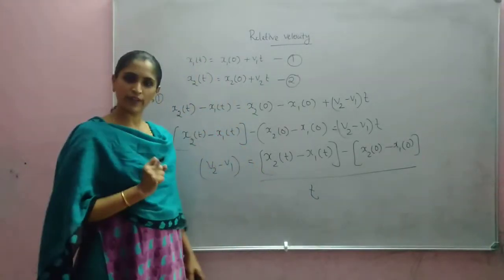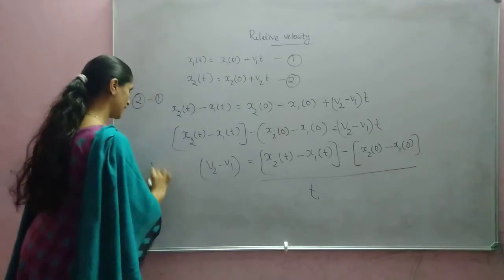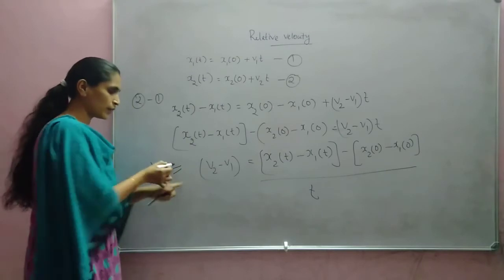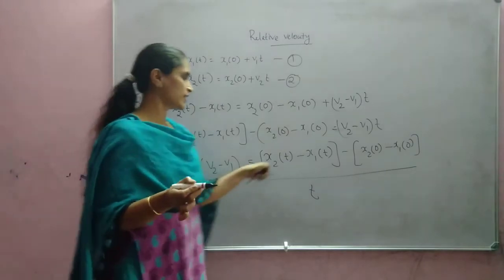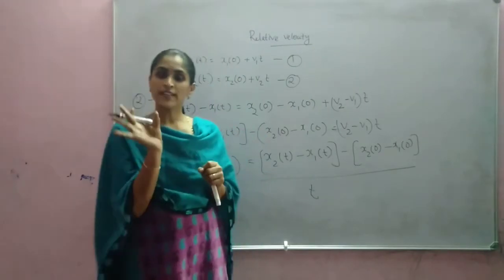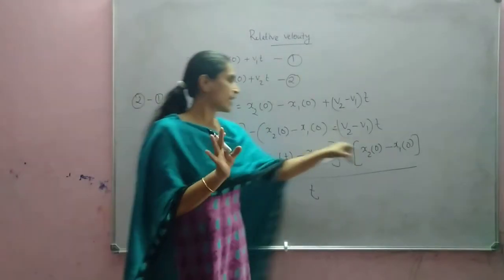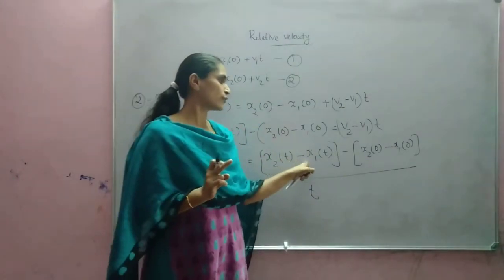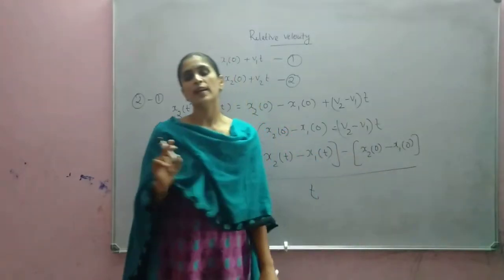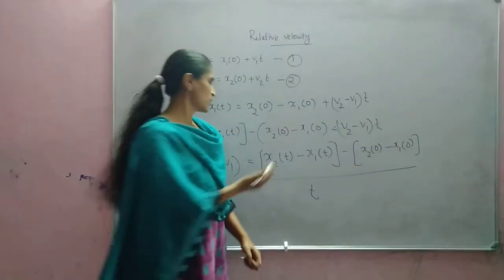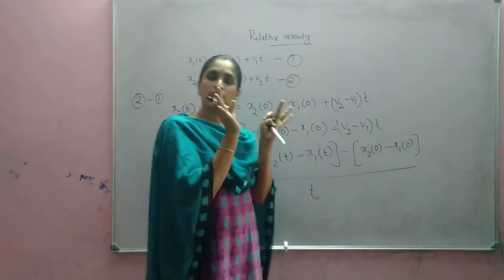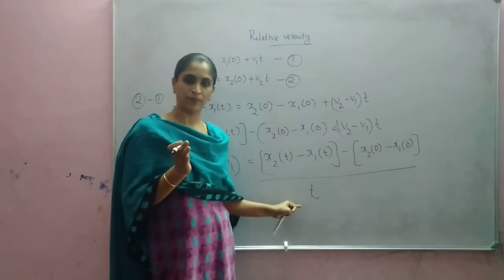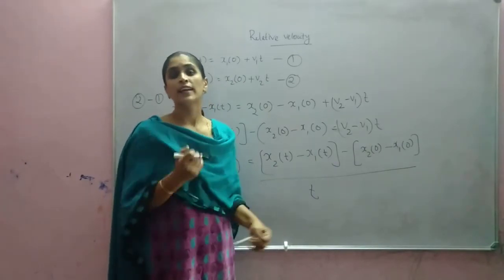So how can you define relative velocity? We can write it as the velocity of the second object with respect to the first object, given by v2 minus v1, which is equal to the difference in displacements. x2t minus x20 is the displacement of the second object. Similarly, x1 of t minus x1 of 0 is the displacement of the first object. So we can write it as the displacement of the second object minus the displacement of the first object divided by time. Okay, that is known as relative velocity.